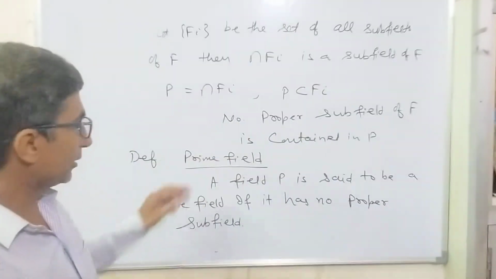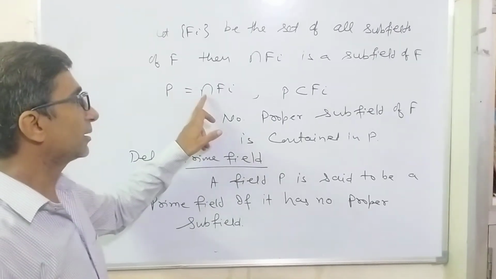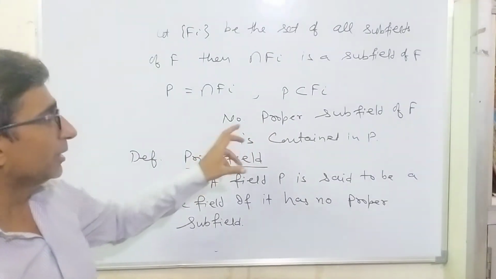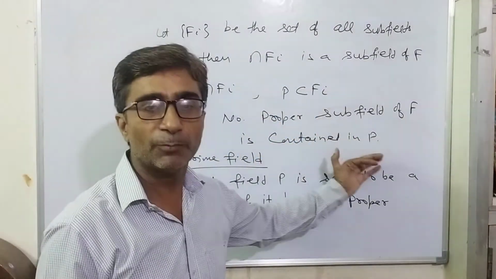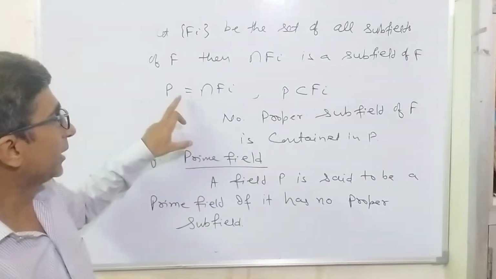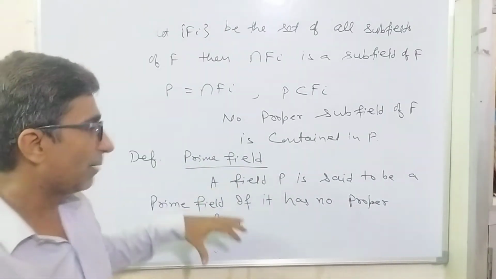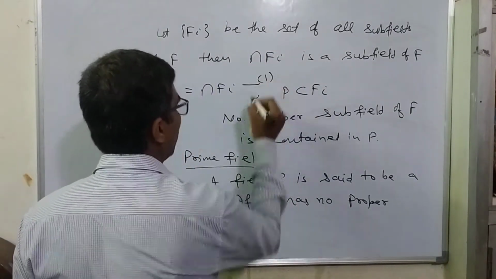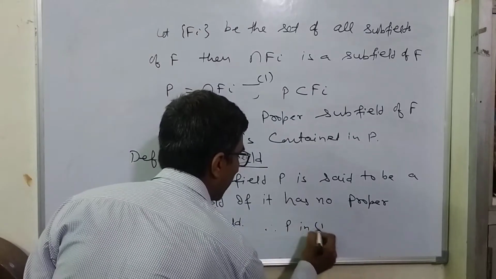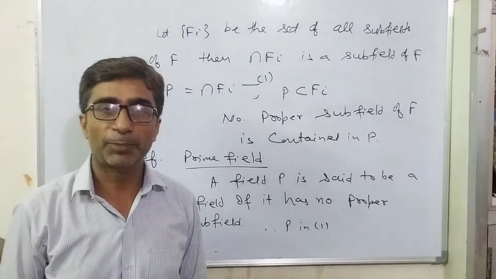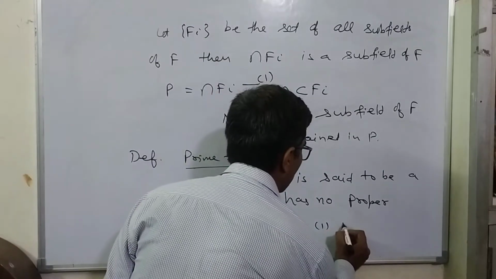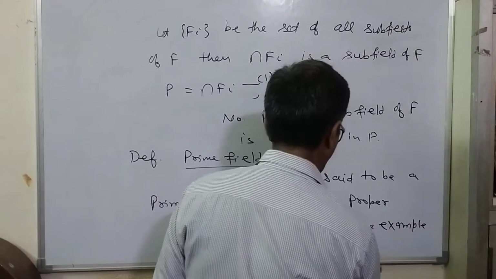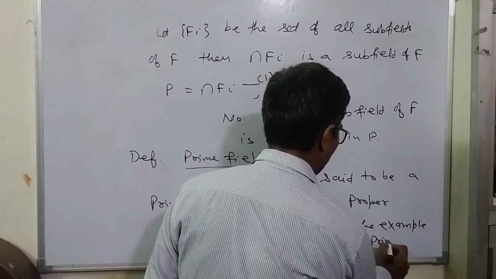So this will be an example of a prime field: the intersection of all the subfields of F, because it contains no proper subfield of F. Therefore, this P is an example of a prime field.